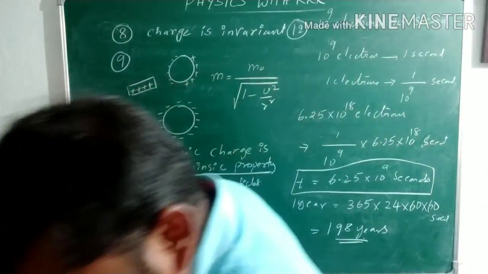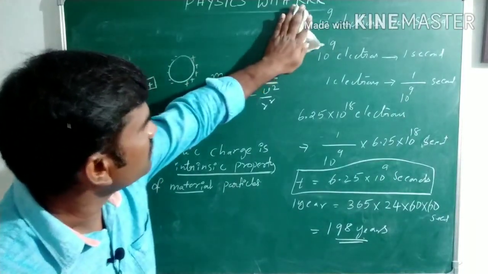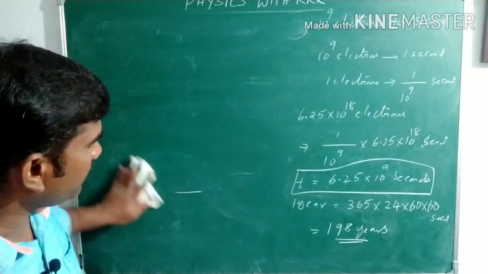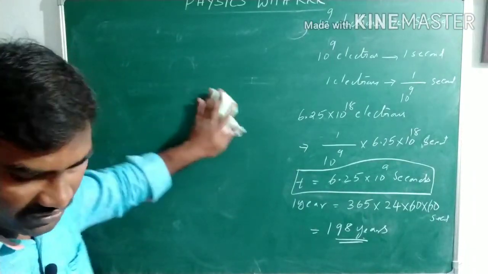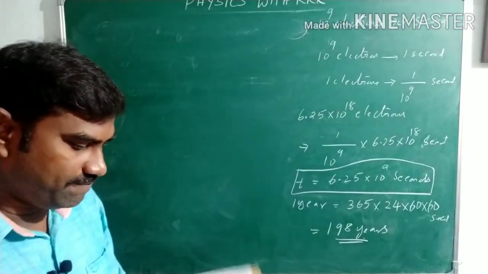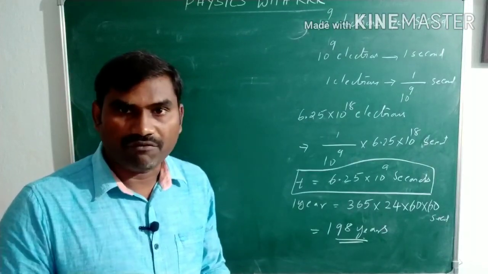198 years. That is to get a charge of 1 coulomb. So from that we can say 1 coulomb charge is a very big one. Okay, right. How much positive and negative charge is there in a cup of water?